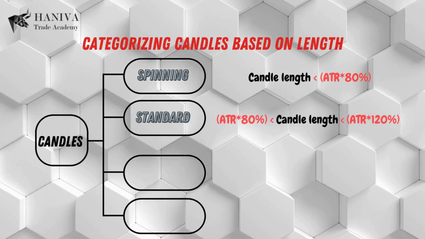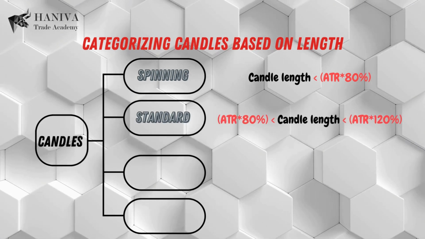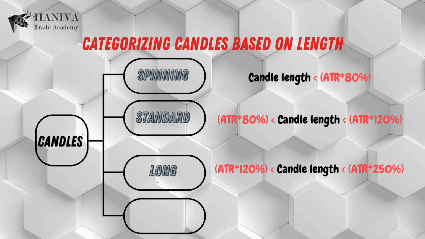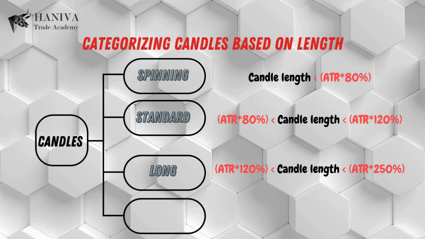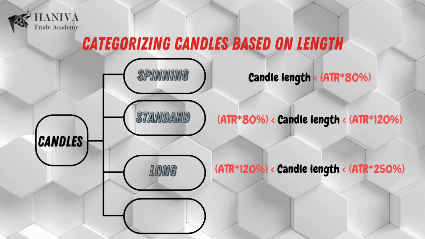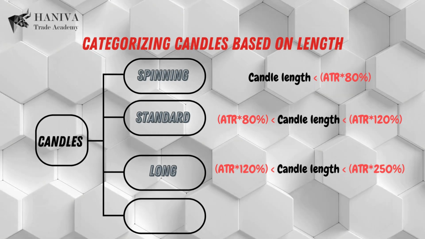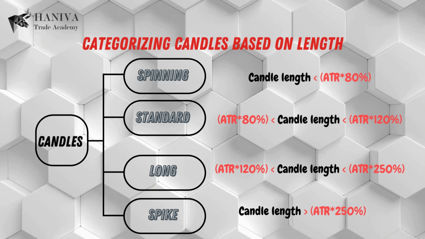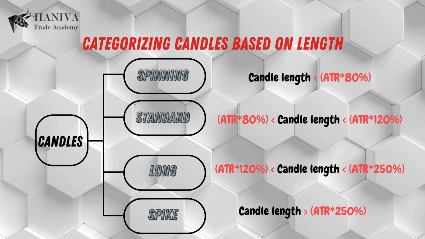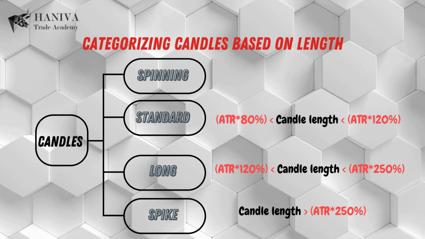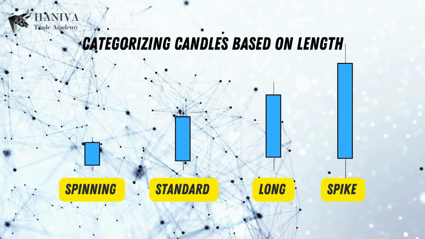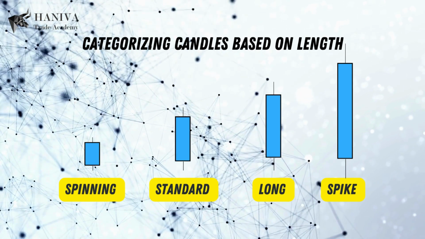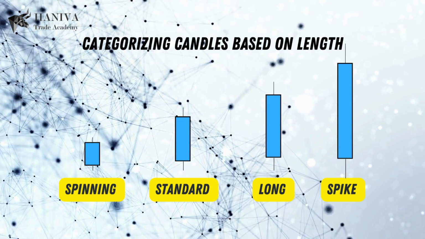Standard candle. If the length of the candle is between 80% to 120% of the ATR, it is a standard candle. Long candle. If the length of the candle is between 120% to 250% of the ATR, it is a long candle. Spike candle. If the length of the candle is more than 250% of the ATR, it is a spike candle. The type of candles can also be observed accurately on the chart. Standard candles, which are the most common. Spinning candles are smaller than the standard candles. Long candles are longer than the standard candles, and spike candles are the largest in size.